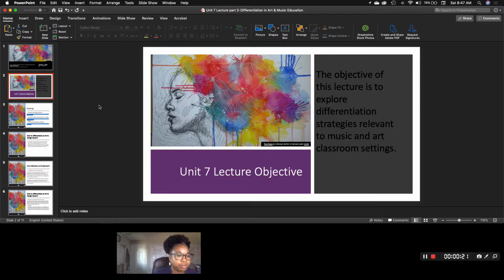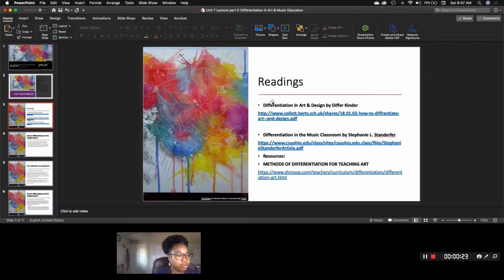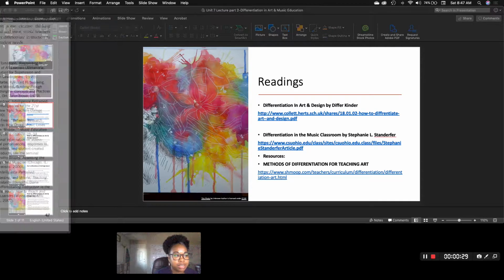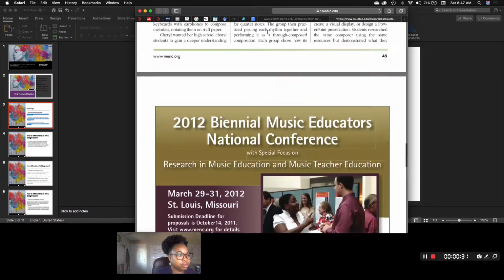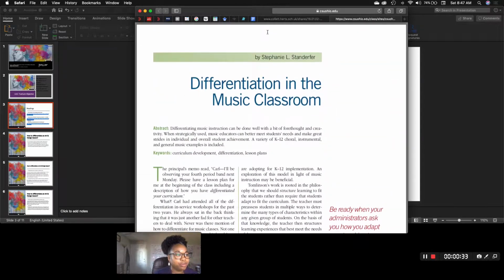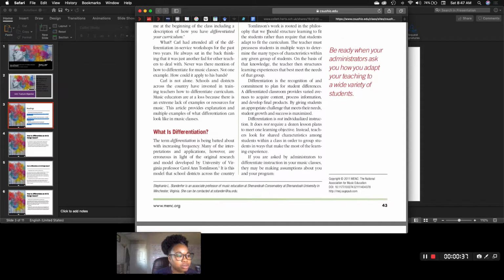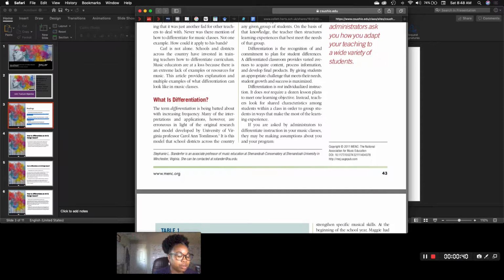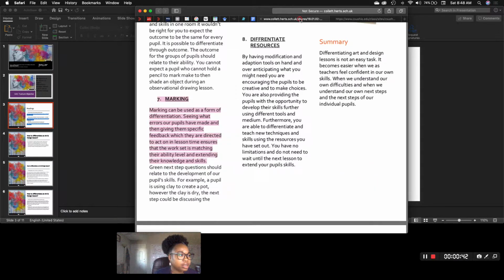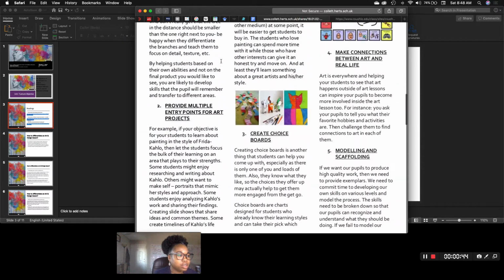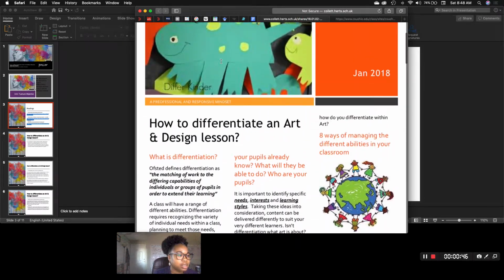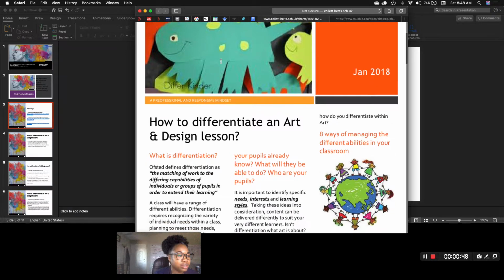So we have two readings, and then there's a resource here that I'll add in our Padlet. The first article is Differentiation in the Music Classroom. I think this one is pretty interesting. Both of them cover things that we've already discussed, except the art one, you'll see my highlights: How to Differentiate an Art and Design Lesson.